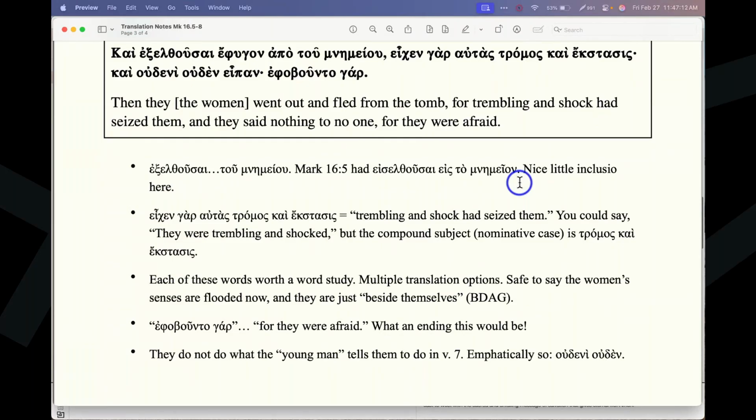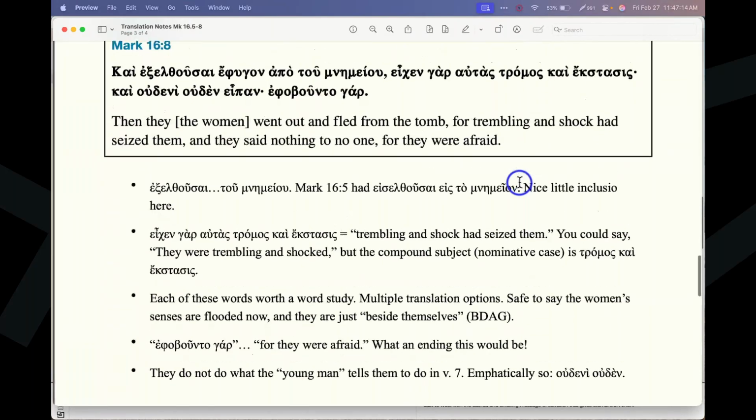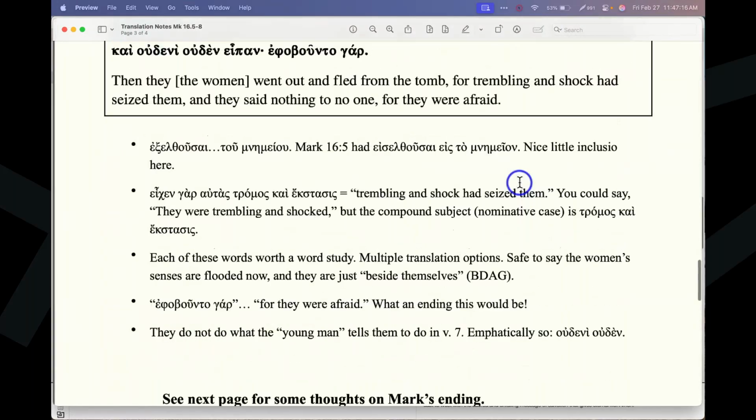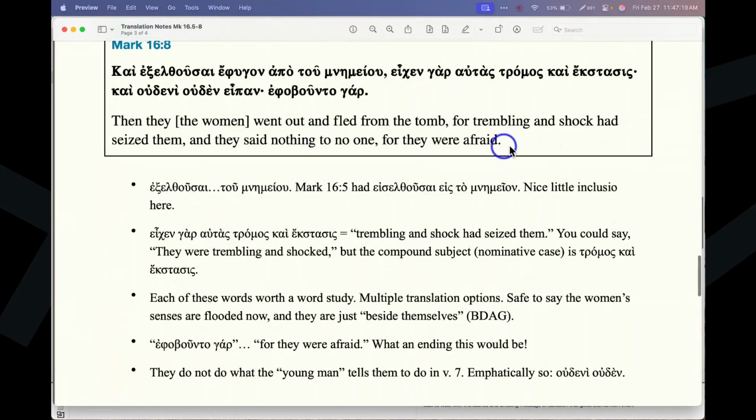I just want to note that they are not doing what the young man tells them to do in verse 7, and emphatically so. Whatever else is happening here, Mark wants to make it pretty clear that they are told by the young man to do this thing, and that they don't do that thing. They run away, and they are told to tell something to somebody, specifically the disciples and Peter, but they say nothing to anyone because they were afraid.